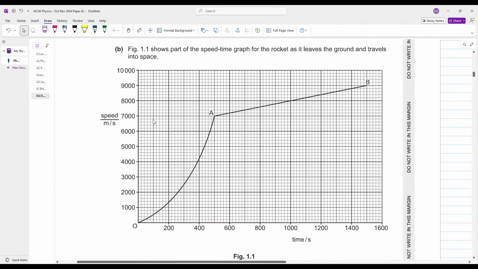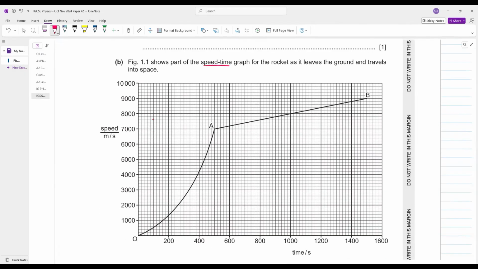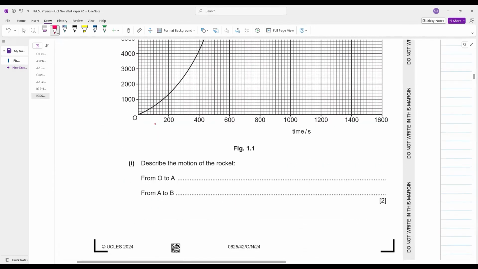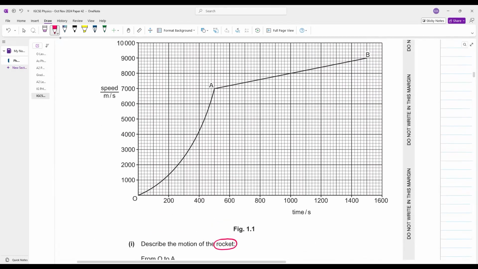Figure 1.1 shows the part of the speed time graph for the rocket as it leaves the ground and travels into space. Okay, this is the speed time graph. Describe the motion of the rocket from point O to point A.